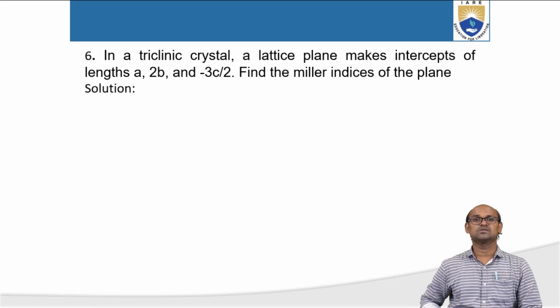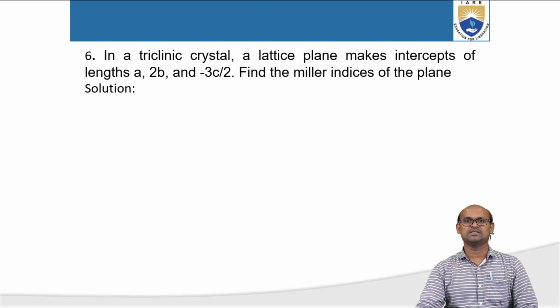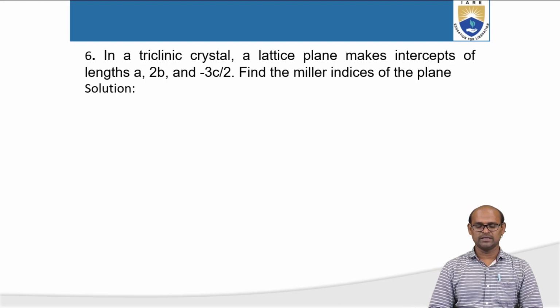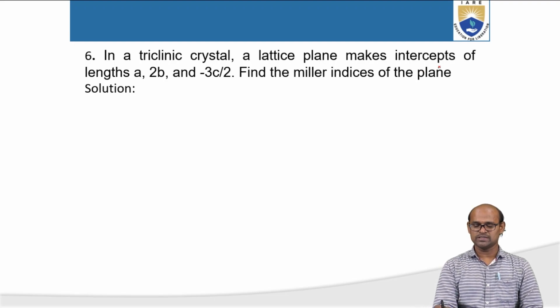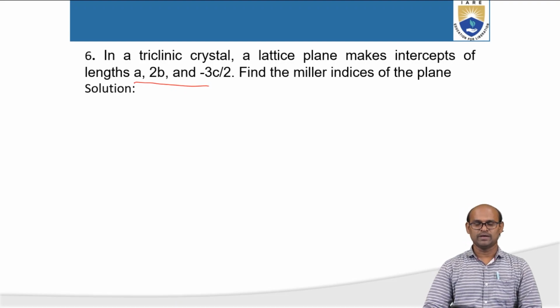The sixth problem. In a triclinic crystal, a lattice plane makes intercepts of lengths a, 2b and minus 3c by 2. Find the Miller indices of the plane. They have given that it is a triclinic crystal and the lattice plane makes intercepts a, 2b, minus 3c by 2. We have to find the Miller indices.